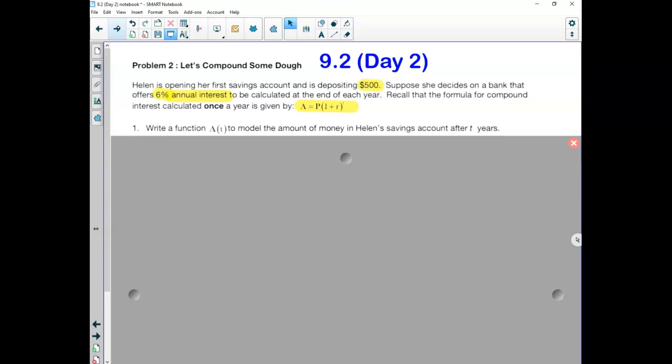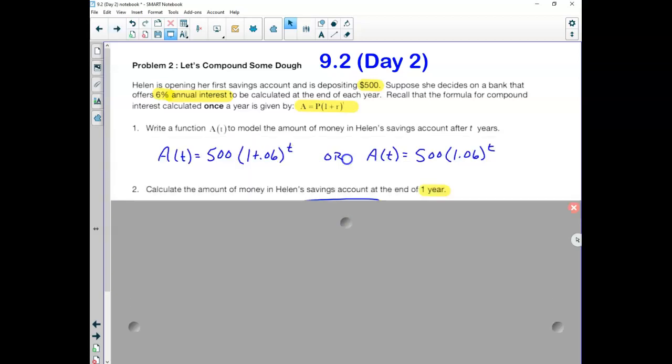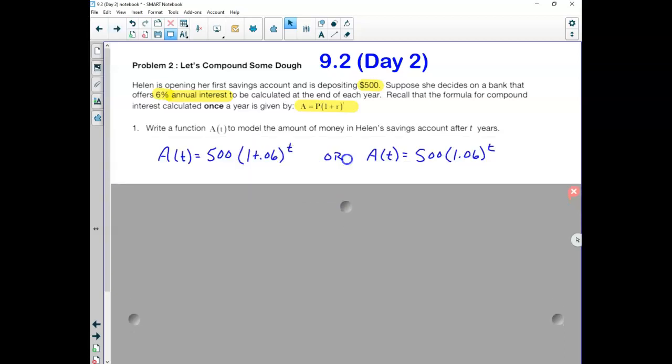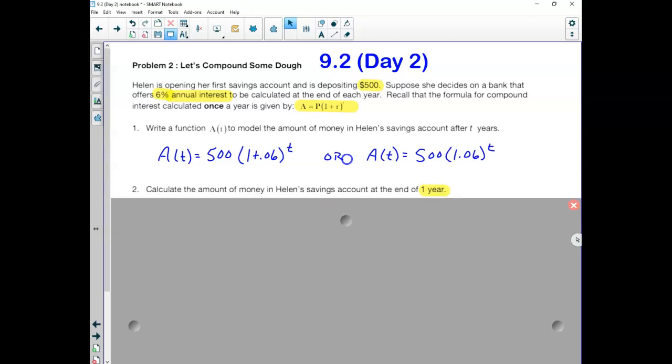So what you need to do is write a function, A of t, to model the amount of money in Helen's savings account after t years. Well, that's really not too bad. Bottom line, all I'm going to be doing here is A of t equals my initial amount, 500, my interest rate is 0.06, and raised to the t.